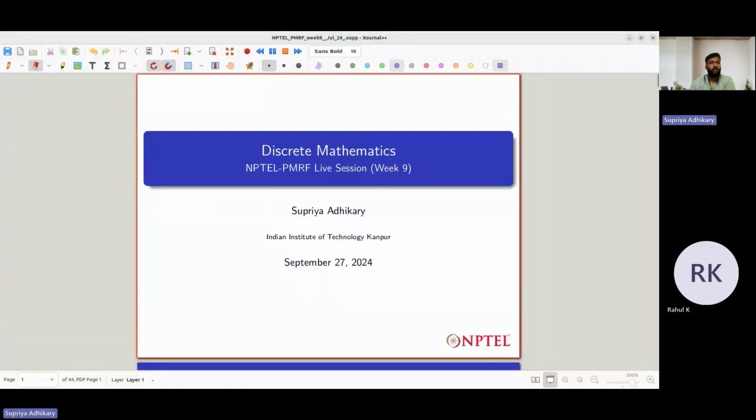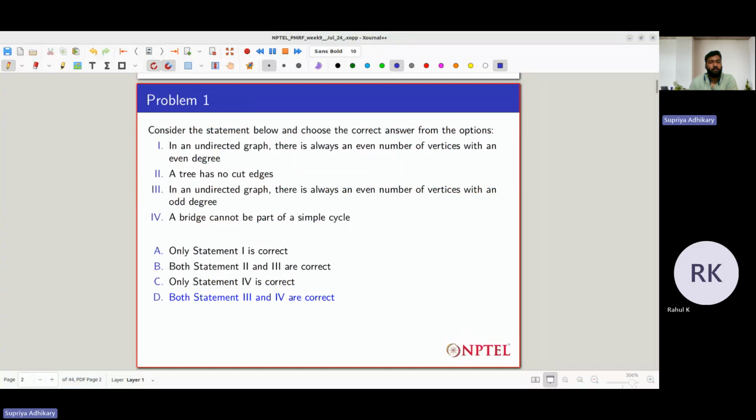So I'm Supriya Adhikari, and this is week 9 of the live session for this Discrete Mathematics course. And first, I will discuss the week 8 problems. So this is the first problem from week 8.